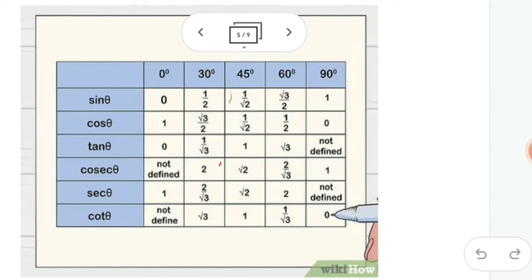Reciprocal of half will be 2. So cosecant 30 degrees is 2. Reciprocal of 1 by root 2 is root 2. Reciprocal of root 3 by 2 will be 2 by root 3. Reciprocal of 1 will be 1.